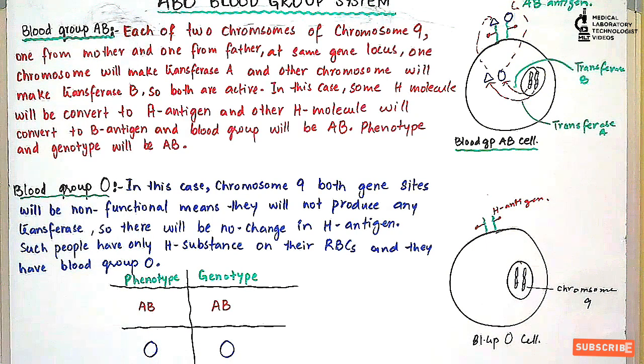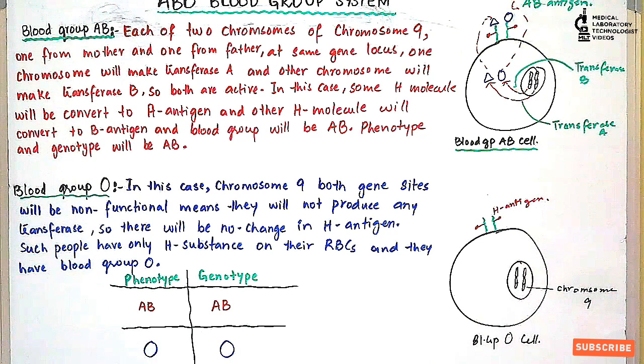But now in the case of blood group O, those people who have blood group O, in their case both chromosomes 9 have non-functional genes, meaning the genes at that specific locus are non-functional. So when the genes of both chromosomes are non-functional, they will not produce transferase A and they will not produce transferase B. So when there is no production of transferase A or transferase B enzyme, then there will be no attachment of N-acetylgalactosamine or galactose to the H antigen.